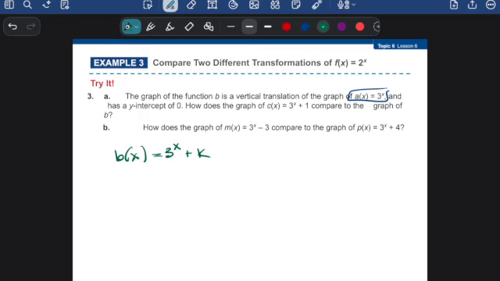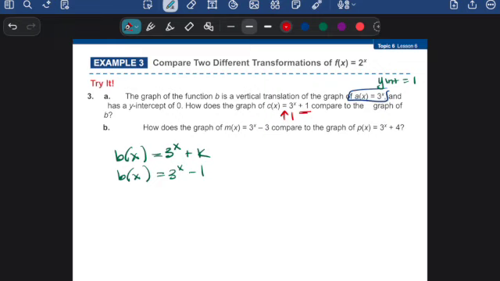Normally, this parent function would have a y-intercept of 1. So if the y-intercept is 0, that means we must have shifted down 1, correct? So B of x would have a -1 because we've shifted our y-intercept down. C of x, they've already given to us, looks like we've shifted up 1.